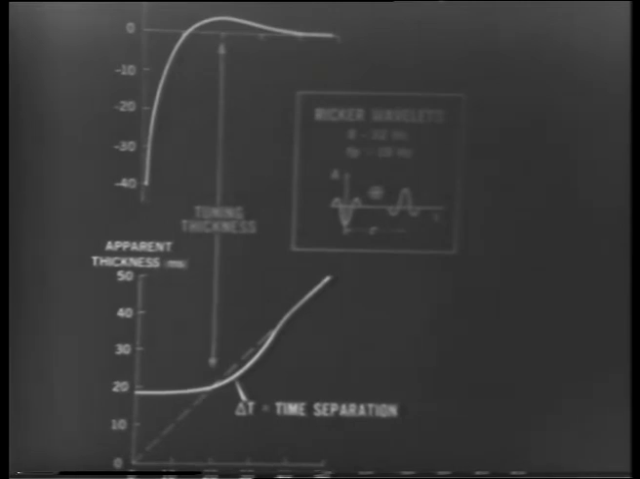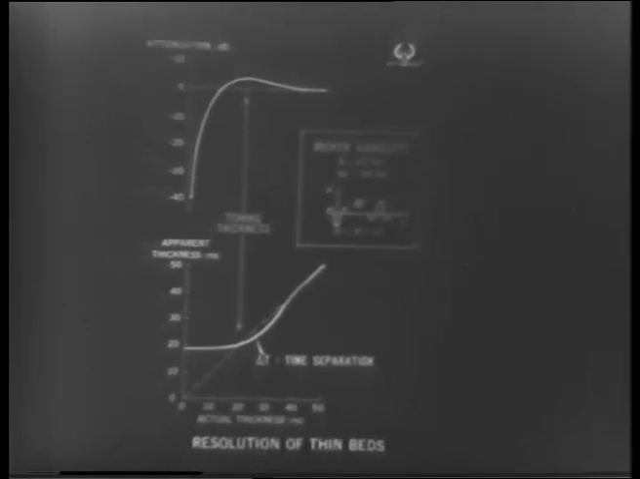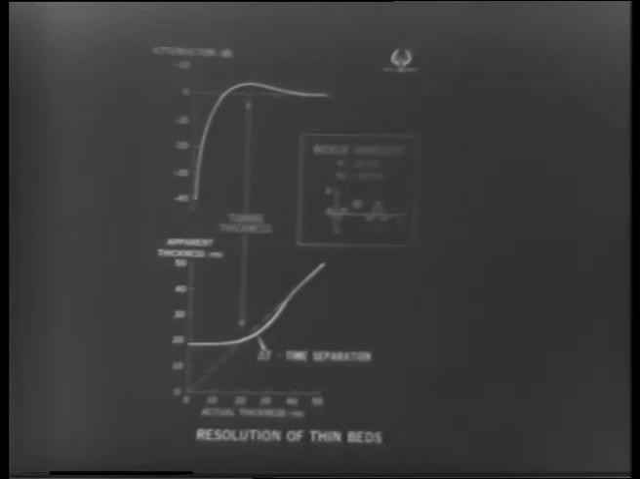This can be expressed in another way. This slide shows, again, we're looking at the convolution of 2 Ricker wavelets, in this case 8 to 32 hertz with peak frequency of 19 hertz. The separation between them is defined by tau. The apparent bed thickness is shown here against the actual bed thickness, and you can see that after a certain point the apparent thickness stays the same.